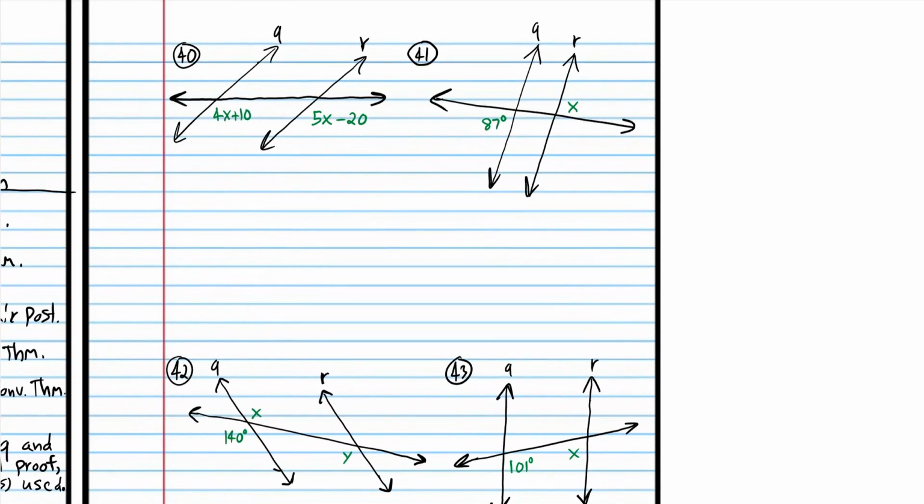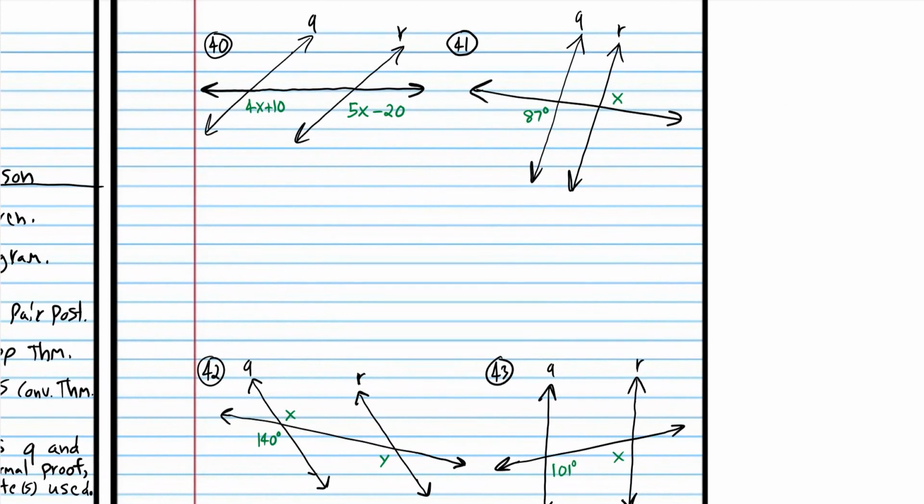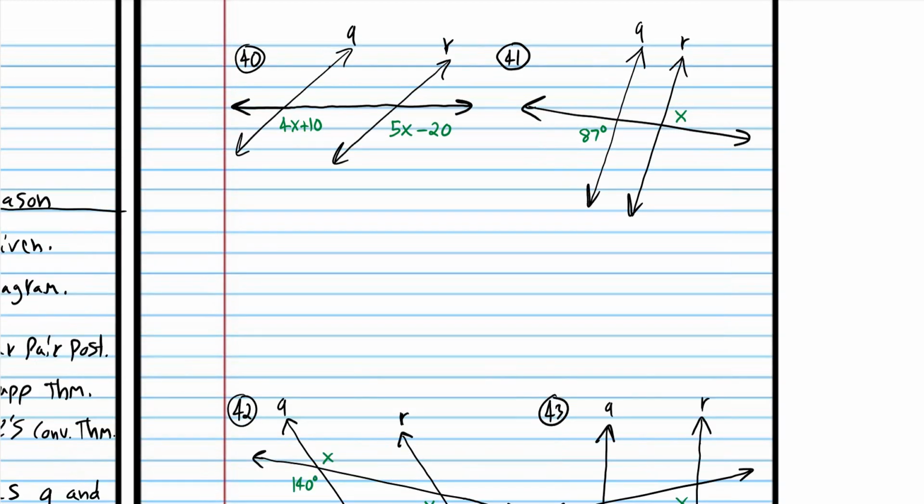Attempt number 40. Again, those look like corresponding angles, so we're going to have to assume that those corresponding angles are congruent, because by the corresponding angles converse theorem, that proves that the lines Q and R are parallel. So go ahead and try number 40, and when you come back, we'll do it together.